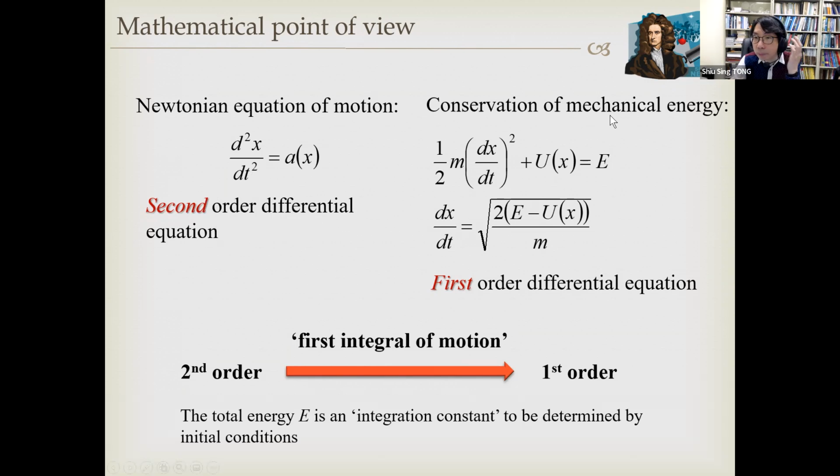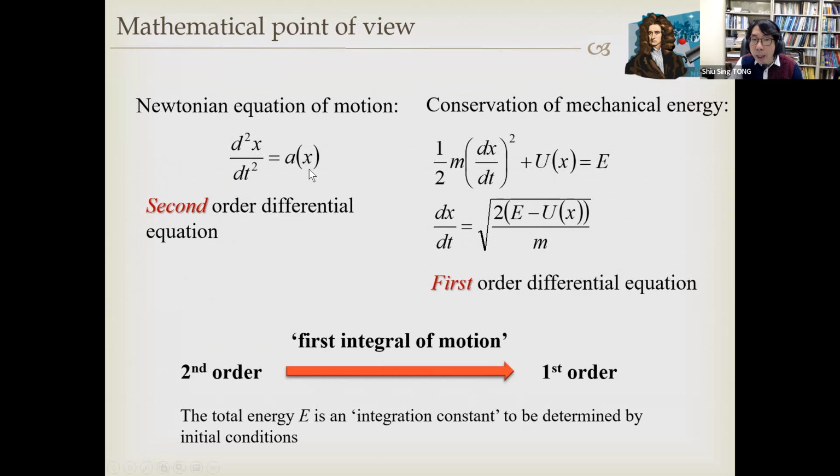Now, how about the conservation of mechanical energy? It is half mv squared, which is the kinetic energy, plus the potential energy U, being equal to a constant, the total energy E, right? And we may write the velocity v as the first time derivative of the position, so v can be written as dx/dt, right? Now, using this equation, I can solve for dx/dt. I move the U to the right-hand side, it becomes E minus U. I multiply the equation by 2 and divide by m, take the square root. I solve for dx/dt. dx/dt is equal to this expression, right?